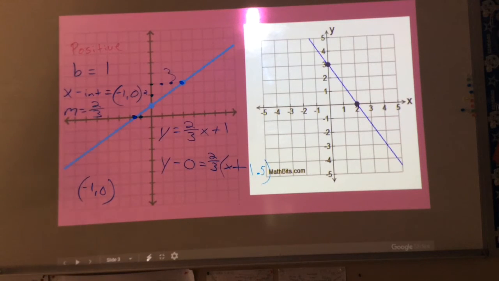Carter? 3. Give me a little more than that. Give me the ordered pair. Yes, that's fine. I'll take it. JT, tell me what the x-intercept is.